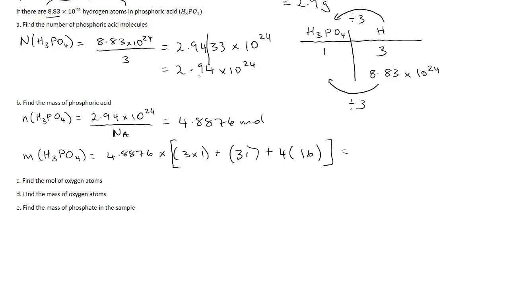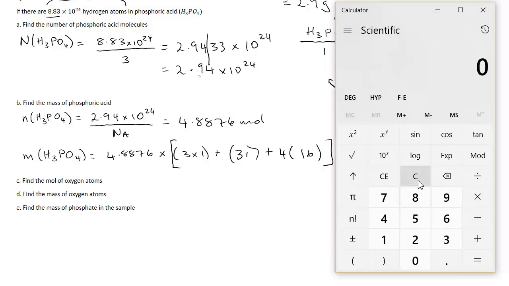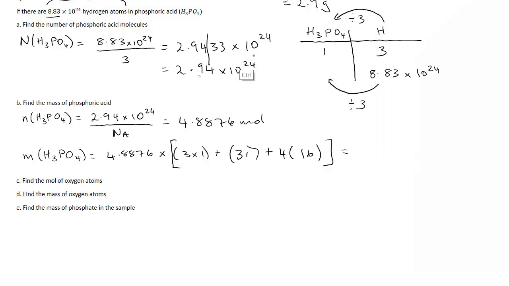Okay, so that allows us to calculate this now. So 3 plus 31 plus 4 lots of 16, 98 times by 4.8876. Okay, so it's quite a large number, but that was quite a large mole, so it's 478.98. Which, correct to the number of significant figures, it's 3, so we cut off here, and that 9 increases this one, so it's approximately equal to 479 grams. Okay.